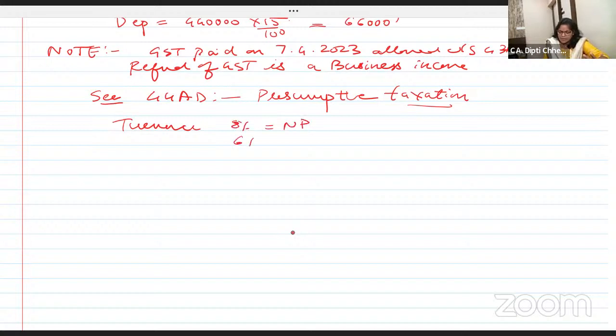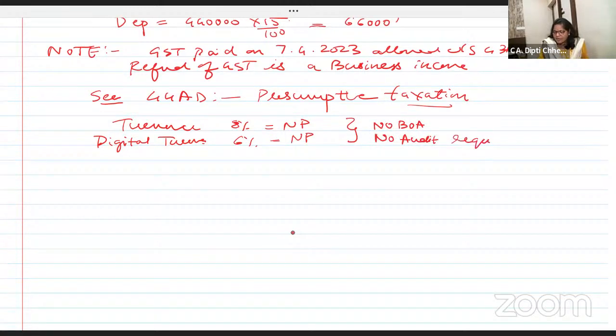you show, 6% on digital turnover. What is digital turnover? Where you know all the money comes directly in the bank account, card swipe se puri income aati hai. So on that digital turnover, government is saying 100 rupees if you are selling, 92 rupees is allowed as expense. You show 8% as net profit. No books of accounts required, no audit required. You can just file your return.